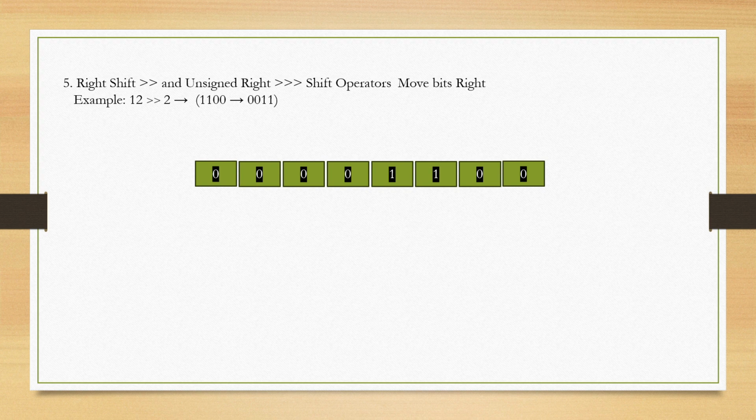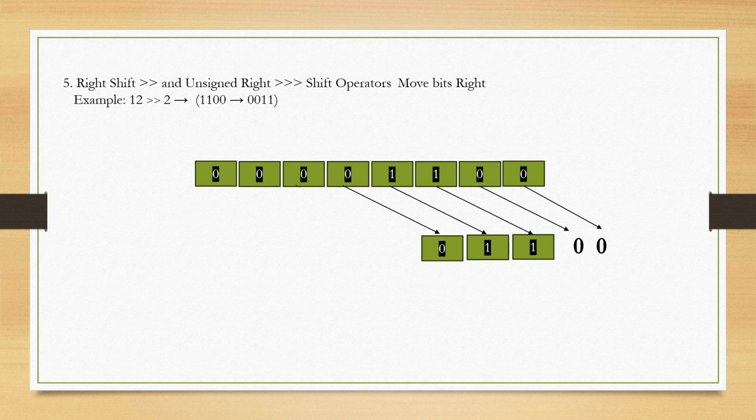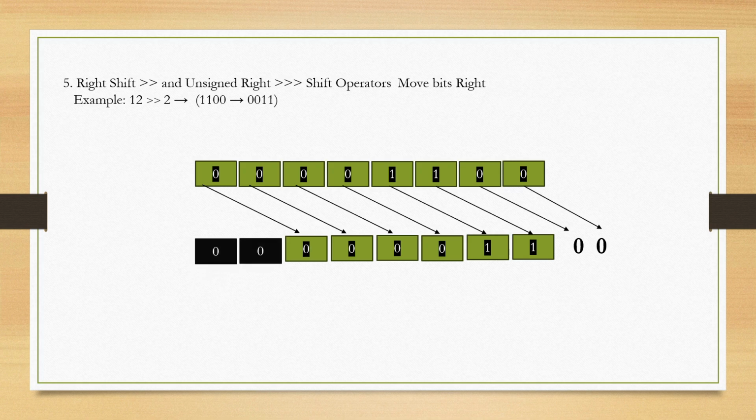Example: 12 right shift 2. We have to shift 2 bits to the right. Zero comes here and we have to append 2 zeros at the left side. In decimal the answer is 3.